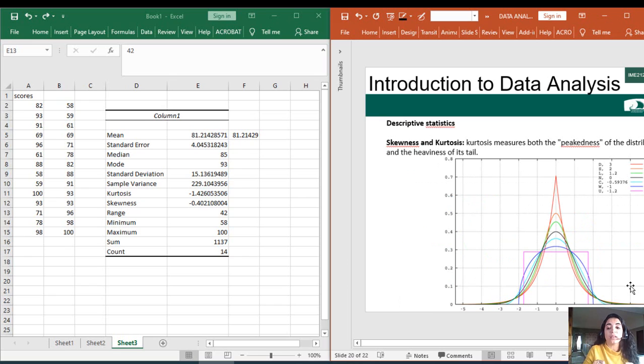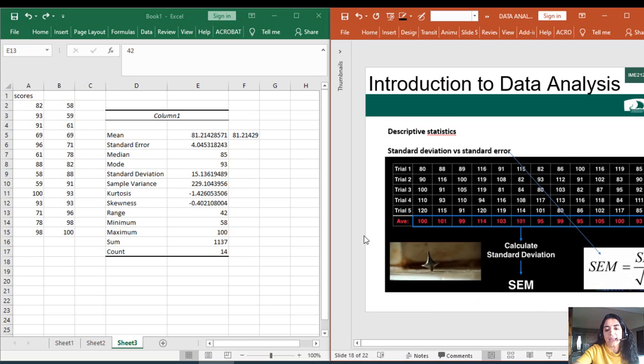The last one is the kurtosis, and the kurtosis here is negative. Negative means all my values are under the normal distribution. So this is whenever I have a negative kurtosis. If my values compose a distribution that is higher than the normal distribution, then I'm gonna have a positive kurtosis.